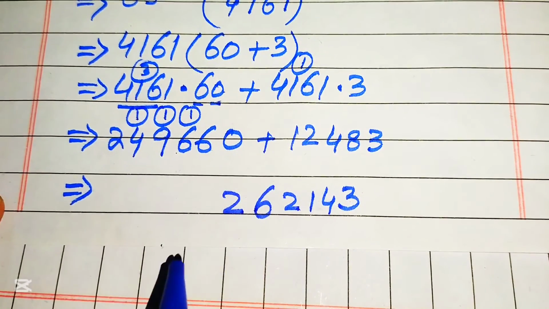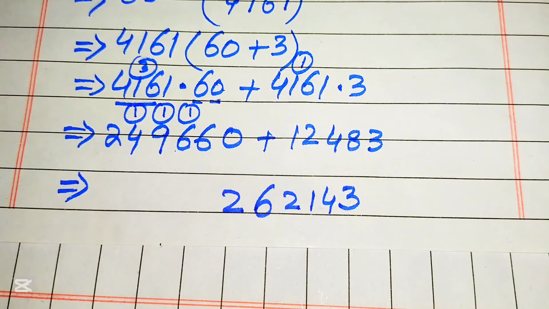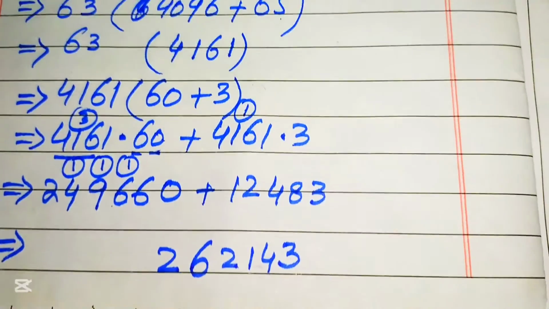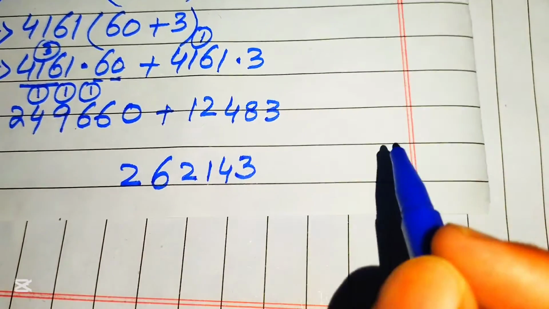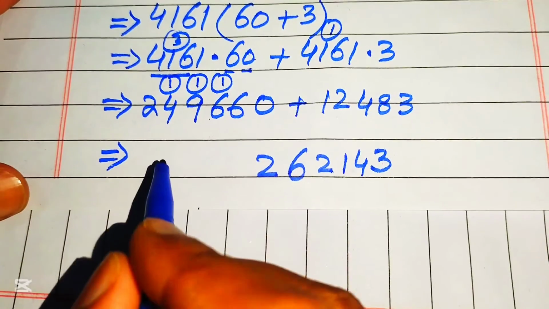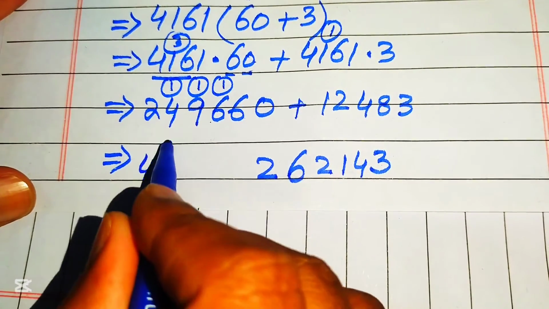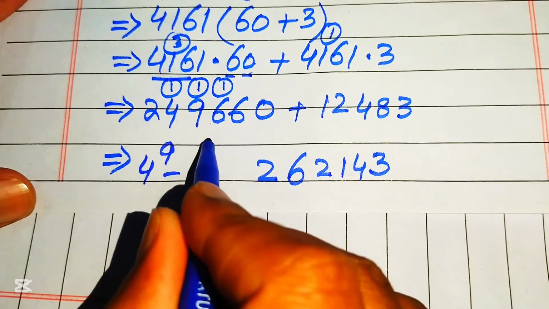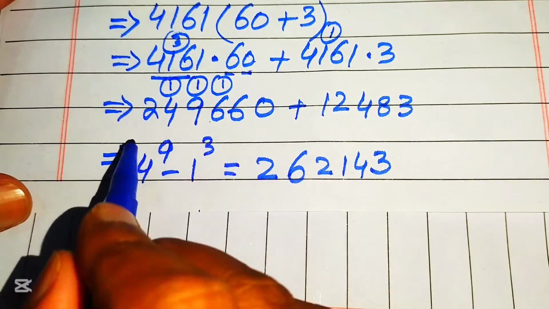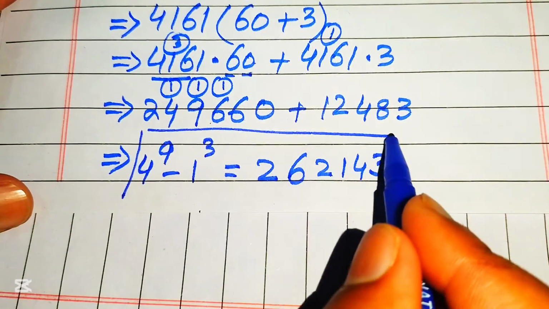So finally we have the final simplified form of the given algebraic expression: 262143. So finally we write our final answer in this form. This equals 4 to the power of 9 minus 1 to the power of 9 equals 262143. So this is our final answer of this question.